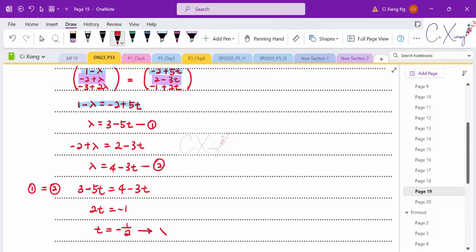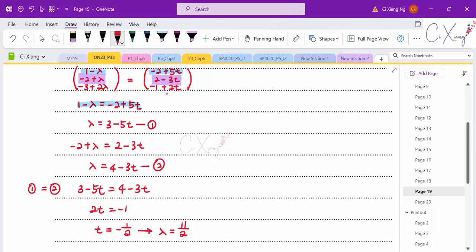After you get t equals negative 1 over 2, substitute the value into either equation number 1 or equation number 2 to get lambda. So if you didn't make any careless mistake, by right, your lambda equals 11 over 2. Now I have successfully got the value for lambda and t. When I substitute into the third equation, if the left-hand side and right-hand side have the same value, that means it intersects. If you substitute t and lambda into the third equation and the left-hand side does not equal the right-hand side, then the lines will be skew lines.